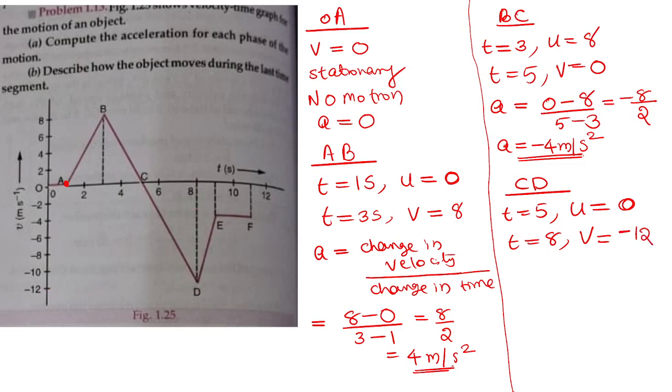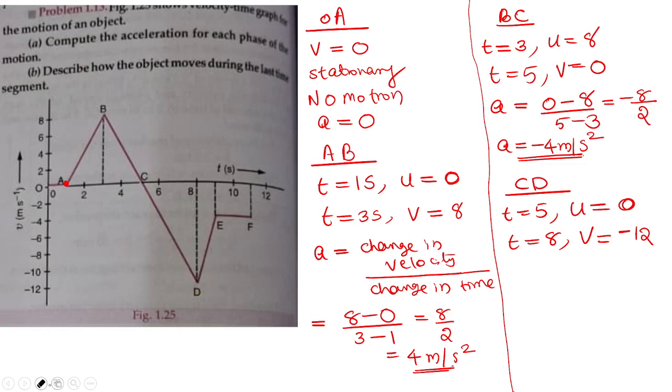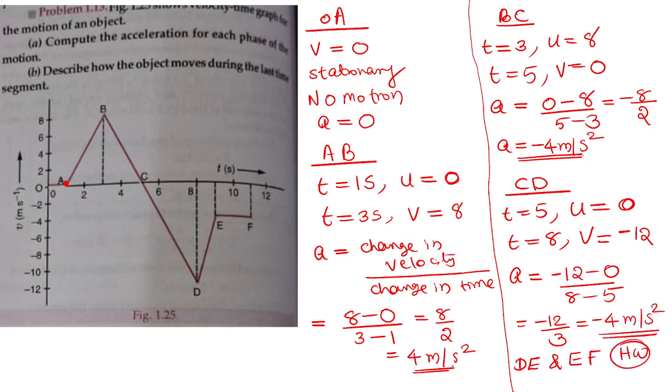From the graph, initially C, finally D. You have to note the time and velocities. Then the method is simple. The body is moving under a fixed acceleration because it is a line. Change in velocity by change in time: minus 12 by 3, which is minus 4 meter per second square. The segments DE and EF will be homework.